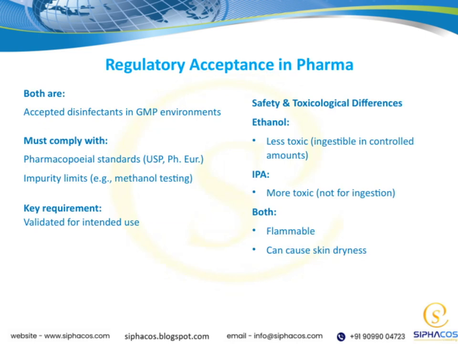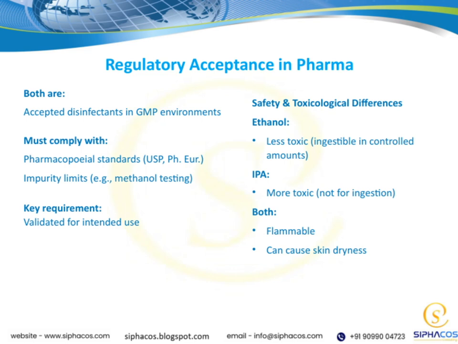Let's talk about the safety and toxicological differences between ethanol and isopropanol, or IPA. Ethanol is generally considered less toxic, especially since it can be ingested in controlled amounts. Think of alcoholic beverages. On the other hand, IPA is more toxic and is not suitable for ingestion, so it needs to be handled with more caution.